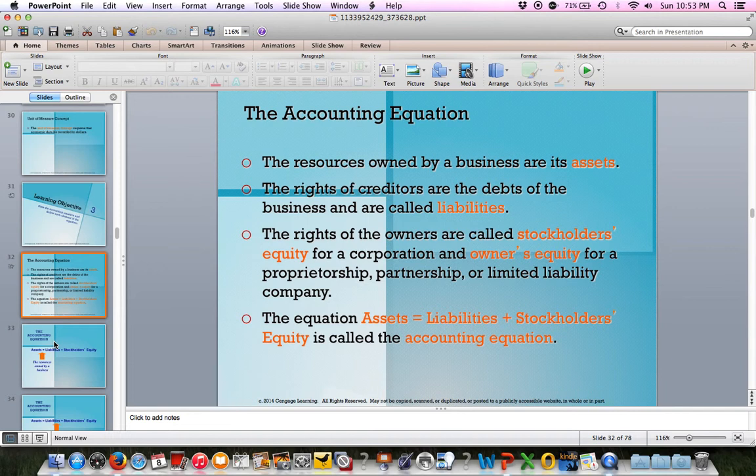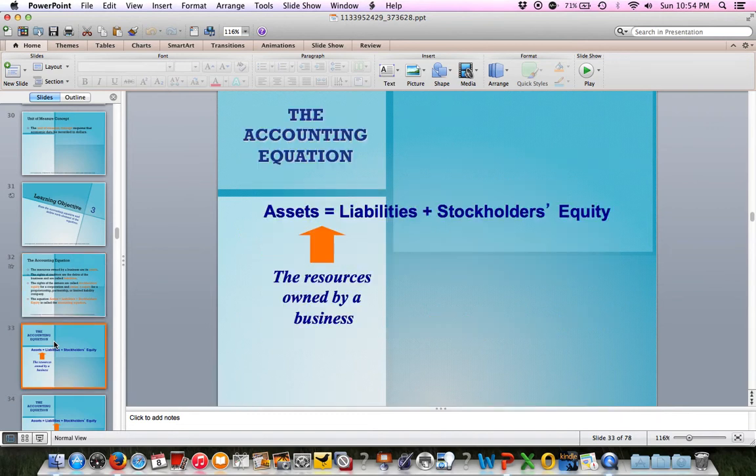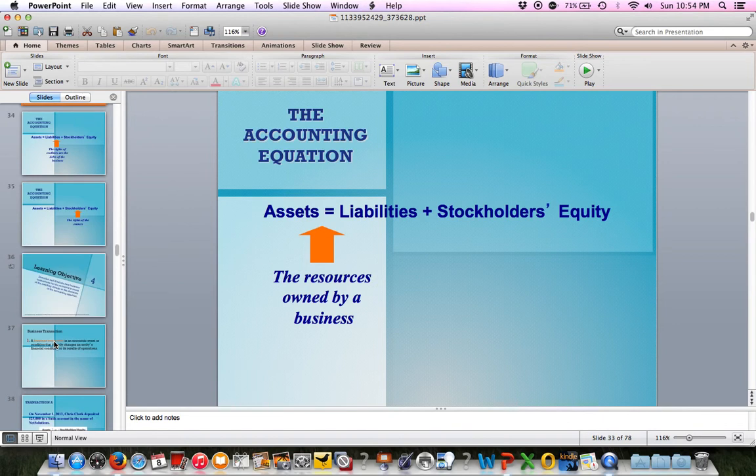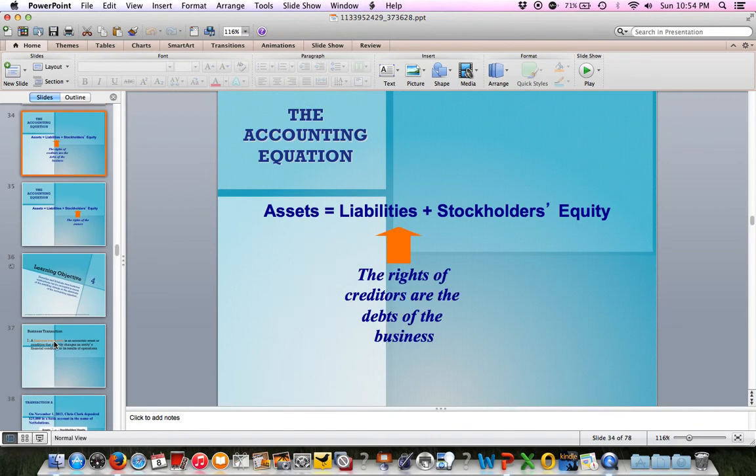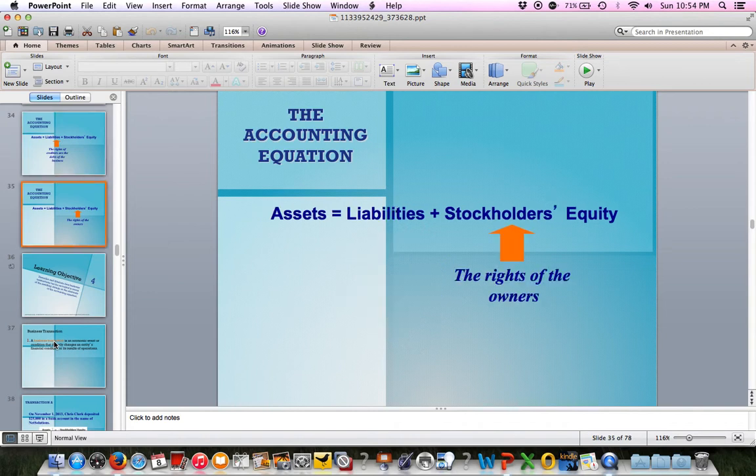And so you have the accounting equation, which always has to be in balance. At the bottom point there where it says assets equals liabilities plus stockholders' equity, that's the accounting equation, which always has to balance. So both sides have to always be the same number. And so obviously assets are resources. Liabilities are the rights of creditors and are debts of the business, so they're external parties that we owe money to. And the stockholders' equity is basically what the owner's rights are. How much do the owners own of the assets?